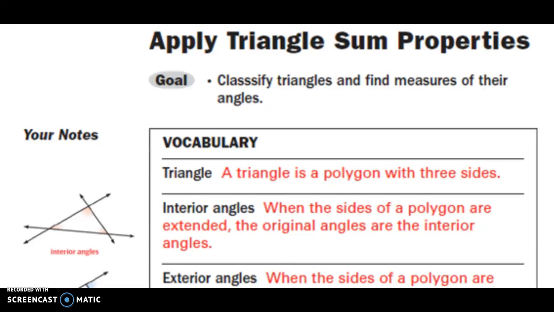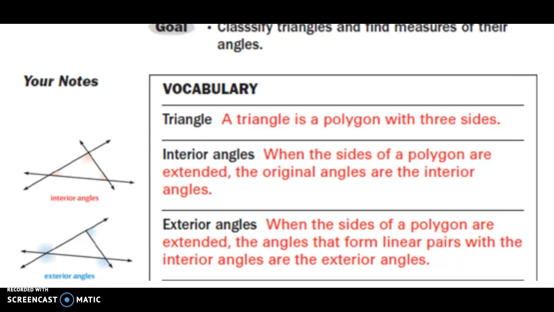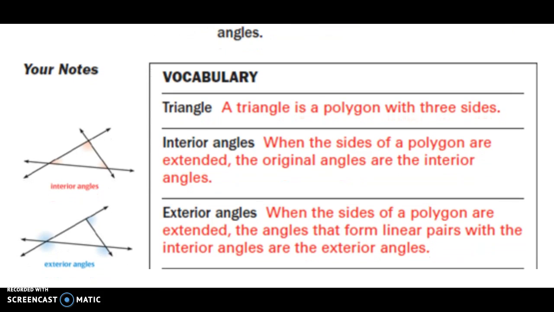All right, so starting off, we're just going to learn about triangles today. You probably know quite a bit of this stuff, but we're going to review some of the stuff you learned from middle school just so you're ready to go. So starting off, a triangle is a polygon with 3 sides. Now you should know what a polygon is from middle school.